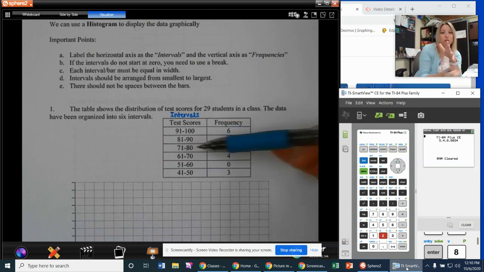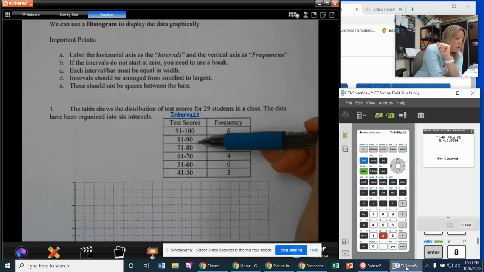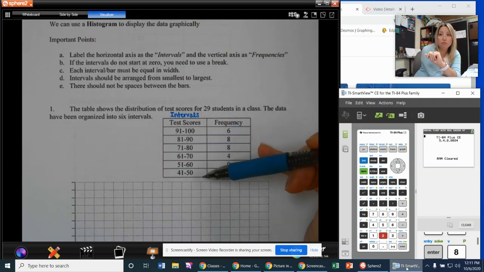Then you look at the next interval, 81, 82, 83, 84, 85, 86, 87, 88, 89, 90. 10 potential data values, 10 potential test scores in that interval. Intervals always have to have the same number of potentials.